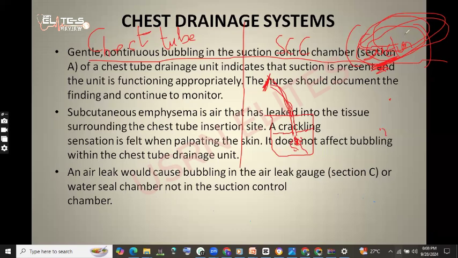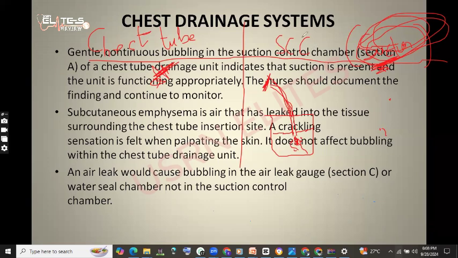When you get chest tube questions and suction is never mentioned in the question, you should have, especially in the chamber, an intermittent bubbling or tidalling. Sometimes that's the word they use, and that is okay for a normal chest tube drainage system without suction. Should you get a continuous bubbling or continuous tidalling, it's wrong. That means there's a breakage or a leakage in the system.